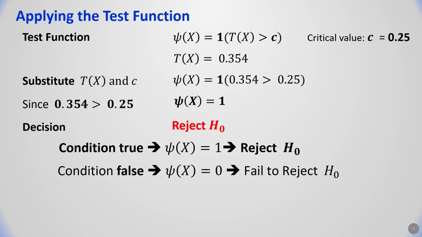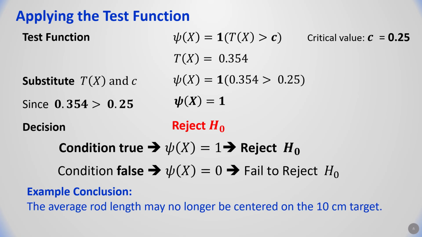Now let's interpret this result in the context of our manufacturing problem. Rejecting the null hypothesis means that our sample data provides sufficient evidence that the mean deviation from the target length is not 0. In other words, the average rod length may no longer be centered on the 10 centimeter target. If this happened in a real factory, it would signal that the manufacturing process should be investigated to determine why the average rod length has shifted away from the target. Ultimately, that's the purpose of hypothesis testing, to turn sample data into a practical decision.